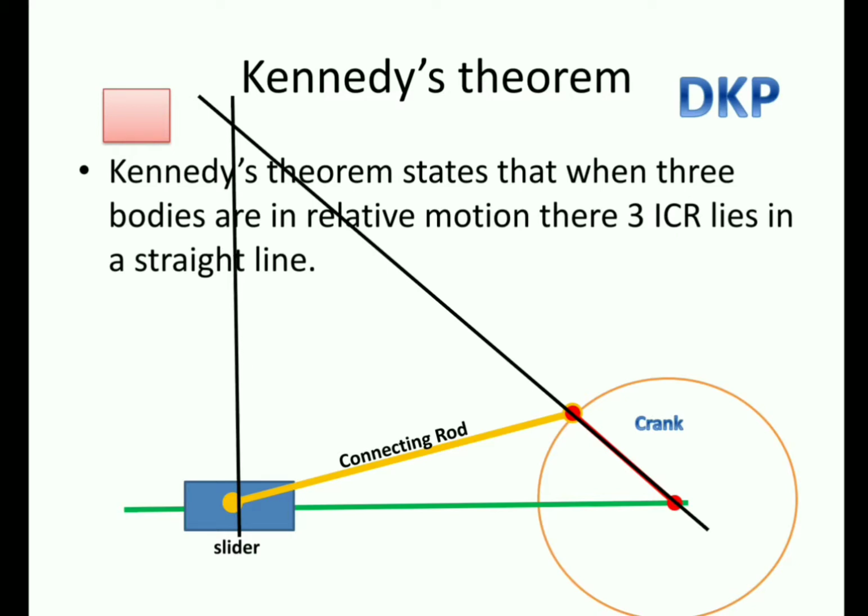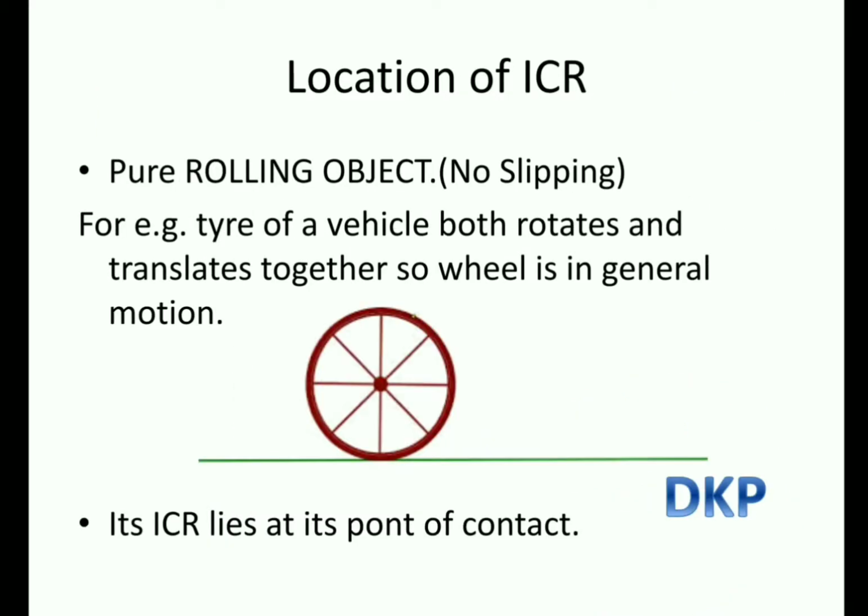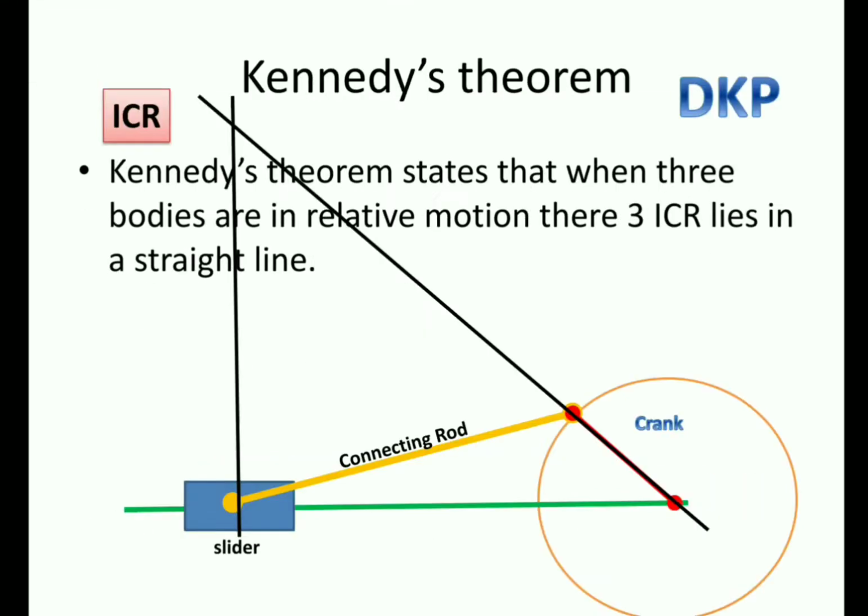Similarly, there is one instantaneous center of rotation at the contact surface of the sliding surface, one at infinity. So the third one is over here. This is how we are going to learn to intersect two lines and get the ICR of a body in general motion. So this connecting rod is in general motion, which is rotating about this instantaneous center of rotation. This yellow connecting rod is in general motion, and it is rotating about this instantaneous center of rotation.